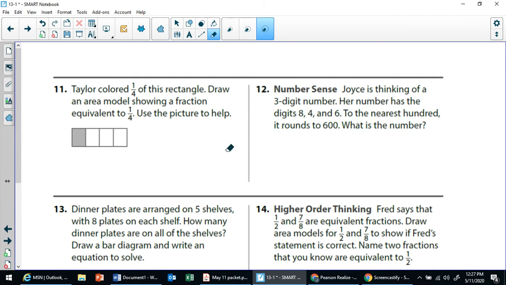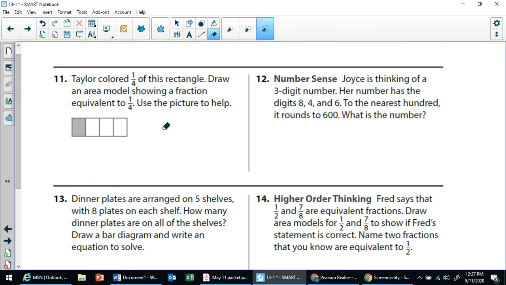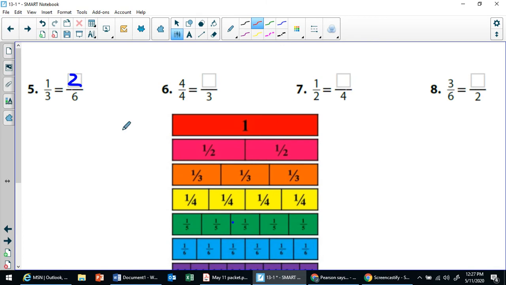So the last thing I want to show you is the page behind this. This is where we are getting into the word problems. I just wanted to give you a heads up that some of these are a little tricky, so I wanted to walk you through what you have to do for these. For number 11, they want you to do exactly what we just did on the page before. And feel free to use this.